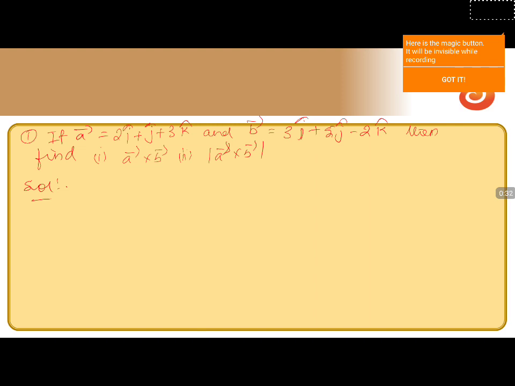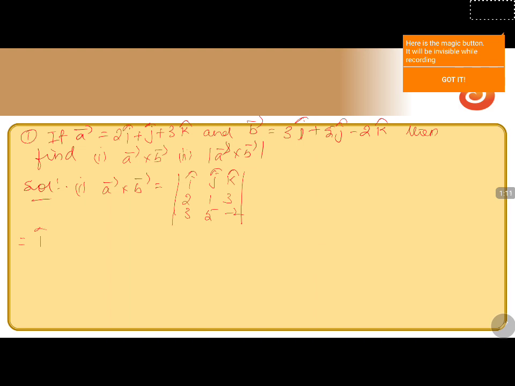So the A cross B calculation can be shown as follows. First we'll write that A cross B can be calculated by taking it in the determinant manner. That is, i j k. Here it is 2 1 3, which is the second row from the components of A, while the third row is 3 5 minus 2, which comes from the B vector.